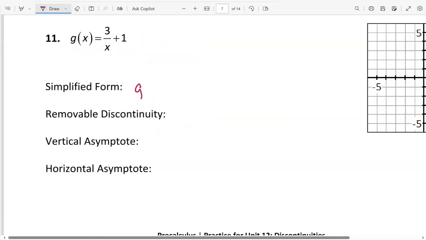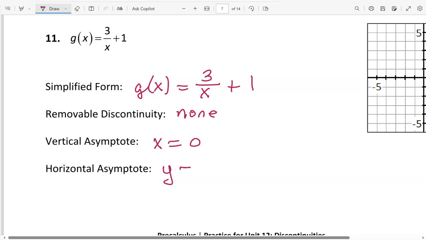The function in number 11 has no common factors that allow for reducing, so g of x is just equal to 3 over x plus 1, which means there's no removable discontinuity. The vertical asymptote can be found by setting that denominator equal to 0, so x is equal to 0. Horizontal asymptote: we see the plus 1 outside of the reciprocal function, so that means translated up 1. Horizontal asymptote is y equals 1.